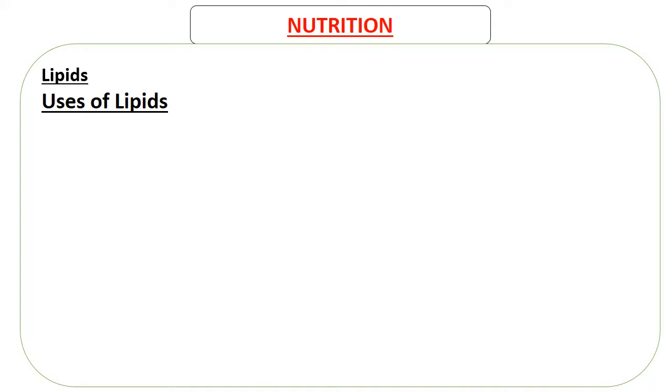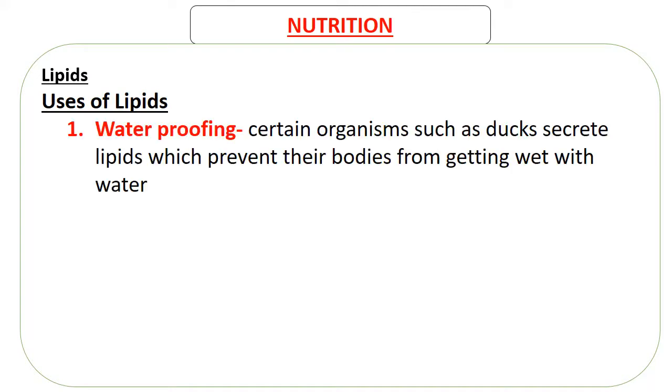So what are some of the uses of lipids? The first is waterproofing. Certain organisms such as ducks secrete lipids which prevent their bodies from getting wet with water. Lipids don't dissolve in water. So what can happen if you cover your whole body with cooking oil, and then you dive into water? You come out, of course water will be dripping off, but your skin under the cooking oil won't be wet. Some organisms such as ducks use this tactic to make sure that their bodies don't get wet.